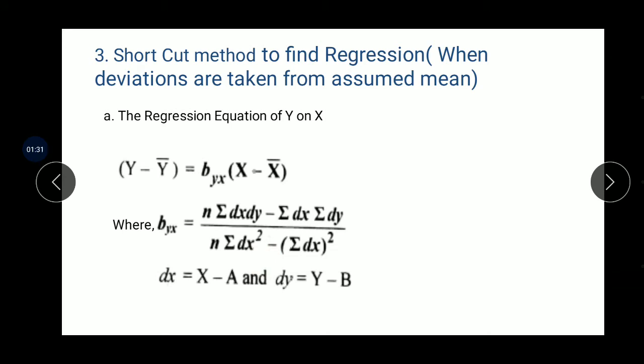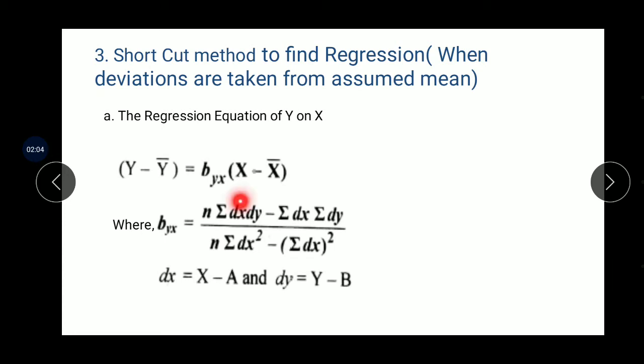So this is the regression equation of y on x. Here also we have two regression equations, one for y on x and the other for x on y. The regression equation of y on x is given by y minus y bar equal to byx times x minus x bar. Byx is the regression coefficient of y on x, and it is given by n summation dx dy minus summation dx summation dy, divided by n summation dx square minus summation dx whole square.